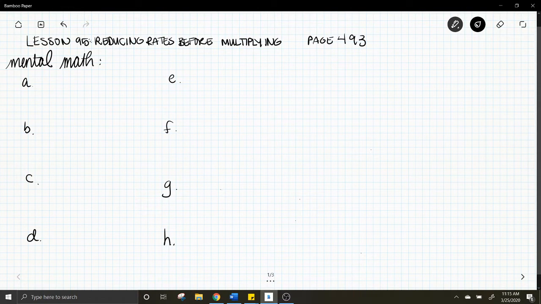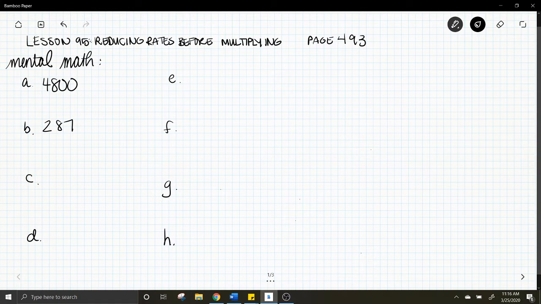Letter A is 60 times 80. 60 times 80. The answer to that, 4,800 or 4,800. Letter B, 437 minus 150. 437 minus 150. The answer, 287.